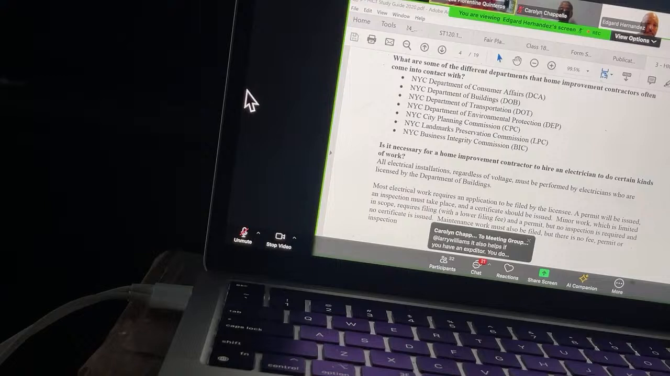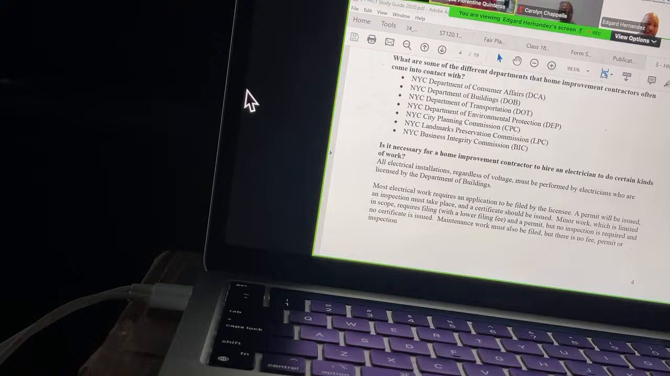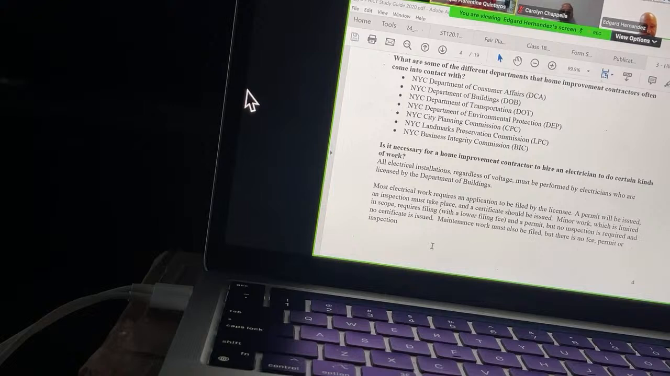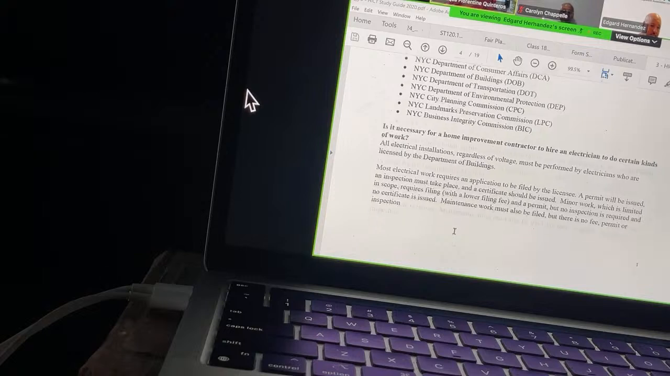Is it necessary for a home improvement contractor to hire an electrician to do certain kinds of work? All electrical installation, regardless of voltage, must be performed by electricians who are licensed by the Department of Buildings. Most electrical work requires an application to be filed by the licensee. A permit must be issued, an inspection must take place, and a certificate should be issued. Minor work, which is limited in scope, requires filing with a lower filing fee and a permit, but no inspection is required and no certificate is issued. Maintenance work must also be filed, but there is no fee, permit, or inspection.